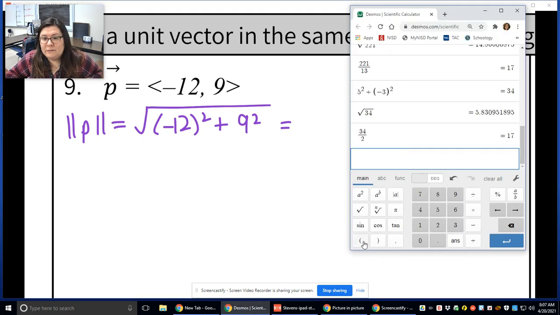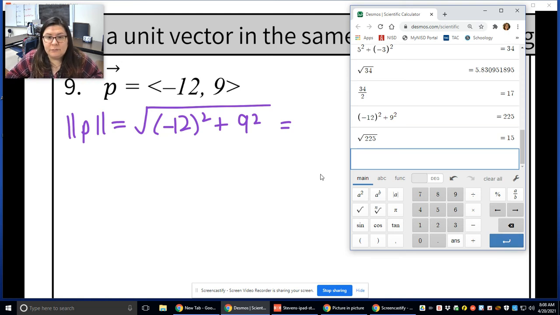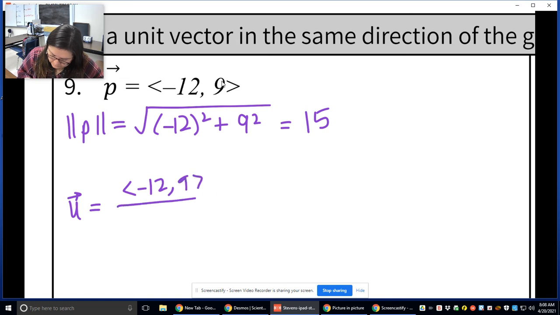I'm going to do just the inside. 225. What's the square root of 225? Ooh, perfect. It's 15. So this is one of those nice ones where we have a whole number. Okay, so now for our unit vector, we're going to get P, so -12, 9, and we're going to divide it by its magnitude, 15.